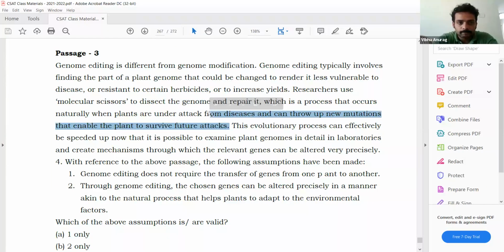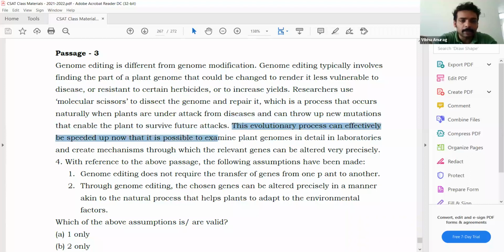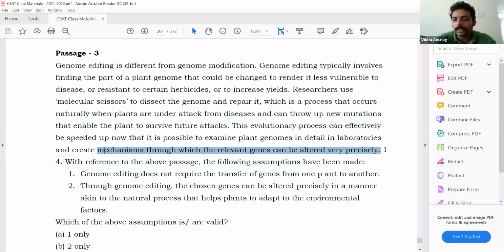So, he explains that this genome editing is a natural process. This evolutionary process can effectively be speeded up now that it is possible to examine plant genomes in detail in laboratories and create mechanisms through which the relevant genes can be altered very precisely. So now you can do it in a lab. You can take these molecular scissors and cut the gene that you want, and this natural process can be very accurately replicated in a laboratory now.